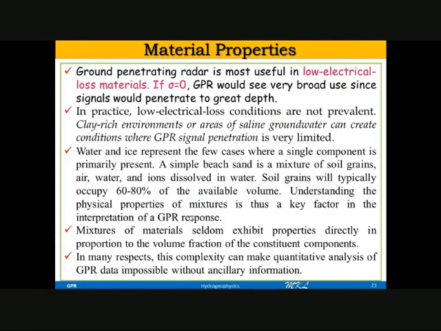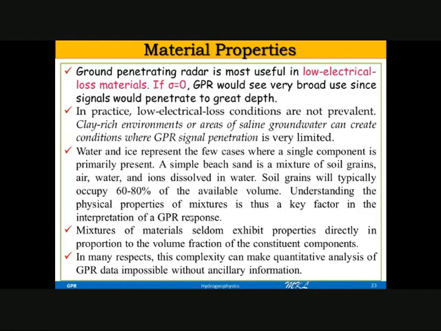There are a few things you have to understand. Ground penetrating radar is most useful in low electrical loss materials, where sigma is low. When sigma equals 0, GPR would see very broad use since the signal would penetrate to great depth. I gave you the reason. In practice, low electrical loss conditions are not prevalent. Clay-rich environments or areas of saline groundwater can create conditions where GPR signal penetration is very limited.